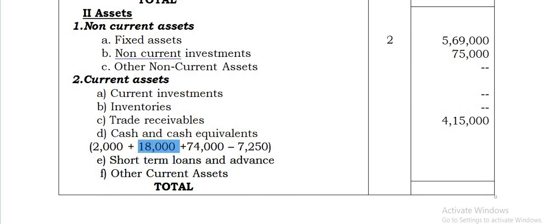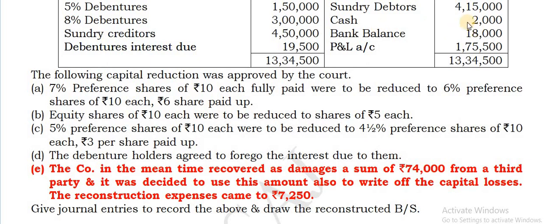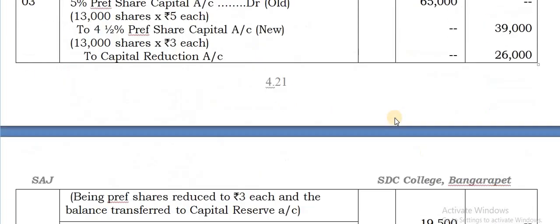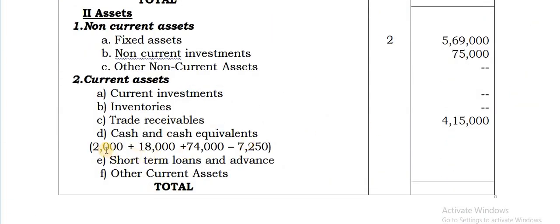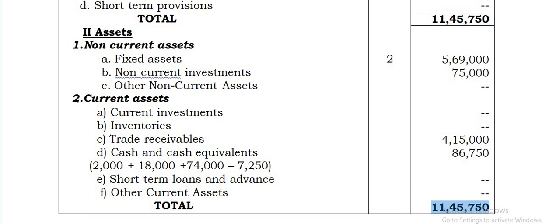What is this 18,000? So you can see this is the cash balance. Cash in hand is 2,000. Bank balance 18,000. So those two are taken here. Along with that, 74,000 is the worth of damages recovered. In that, 7,250 is the reconstruction expenses. So minus that balance, you are getting 86,750 and no other amounts. So take the totals. It's 11,45,750. 11,45,750 is the total amount. You can copy down that.